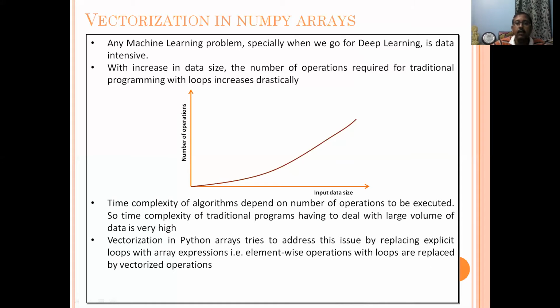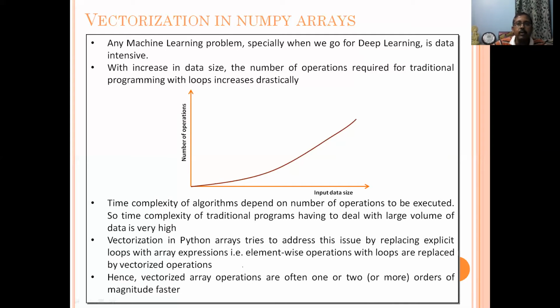Since this element-wise operation is being replaced, the time complexity is reduced by a few orders of magnitude, at least two or more orders of magnitude. This is a big feature of Python as a programming language. Now, instead of just talking about it theoretically, let's try to look at the actual code.